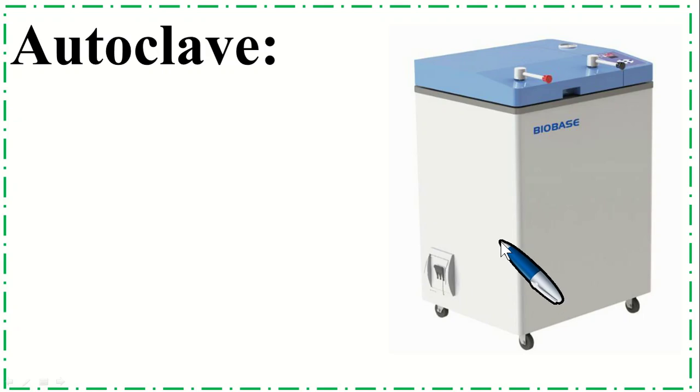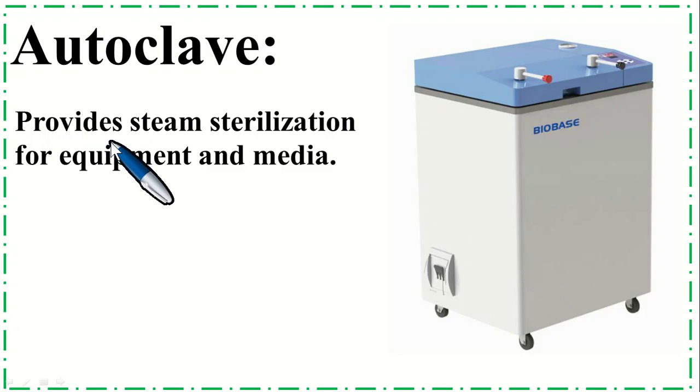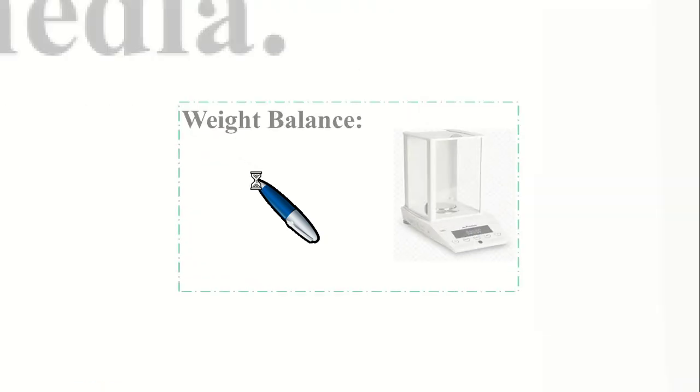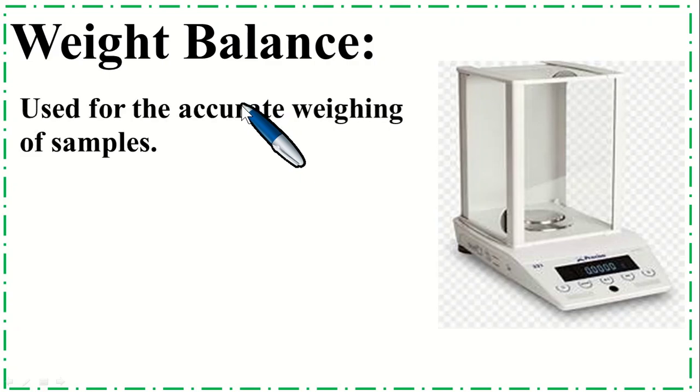This is autoclave. Autoclave is basically used to provide steam sterilization for equipment and medium. Weight balance. Weight balance is used for accurate weighing of samples.